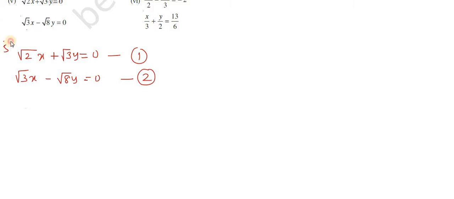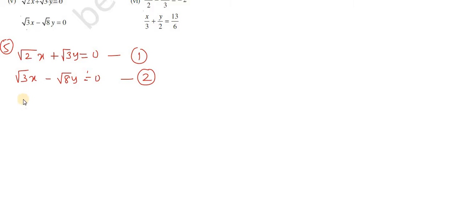So the fifth question: square root of 2x plus square root of 3y is equal to 0. I call this equation 1, and square root of 3x minus square root of 8y is equal to 0. Listen to this problem carefully. It looks complicated, but it's very easy. I'll take equation 1, though you can take equation 2 also, no problem.